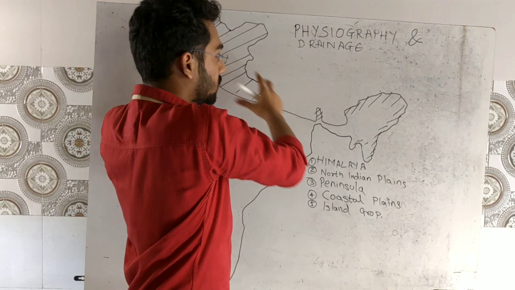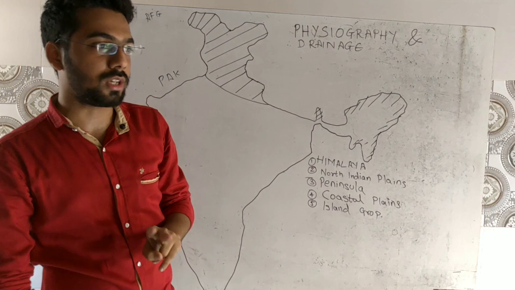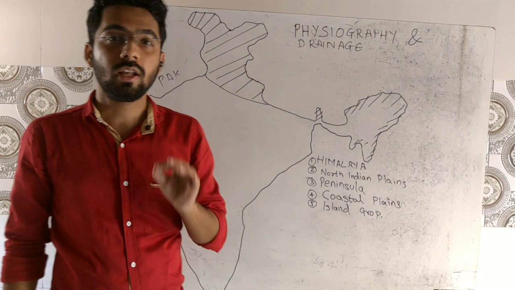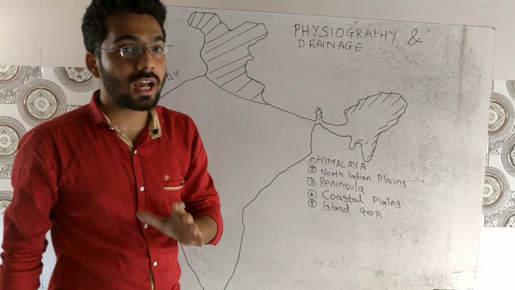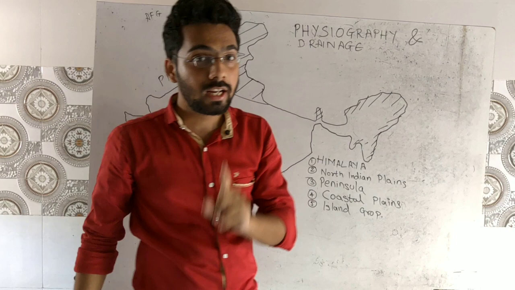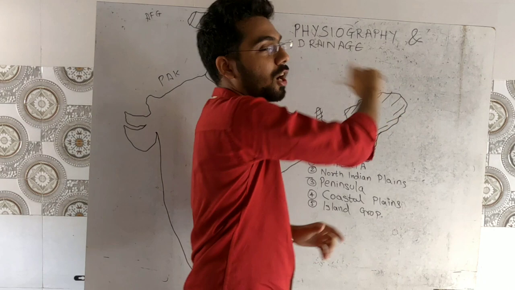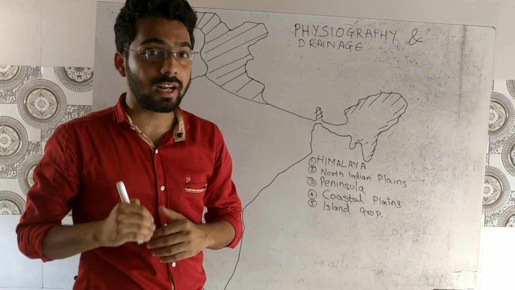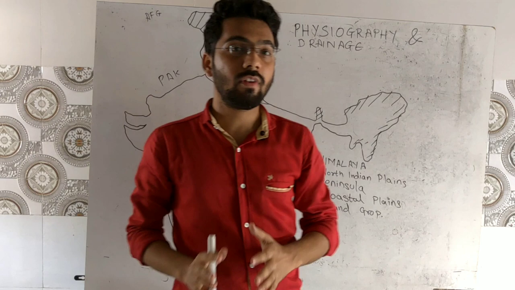The second point we are going to see is that the Himalaya is the youngest fold mountain in the world. In India, the Himalaya extends from Jammu and Kashmir towards Arunachal Pradesh. Some question might have arisen in your mind, whether it is a single mountain system or what kind of thing. So we will make things clear.